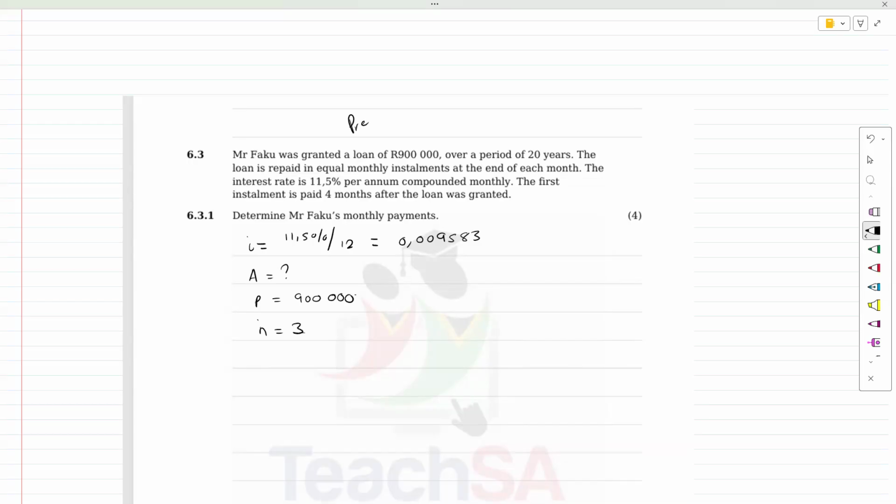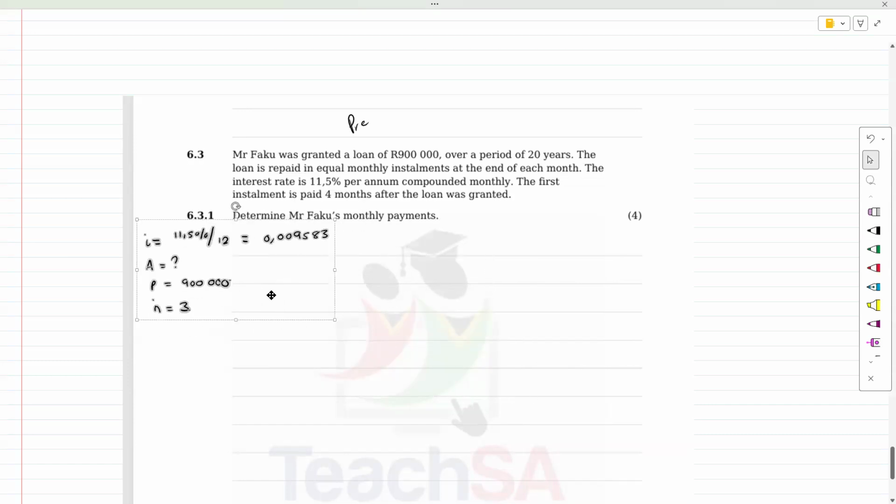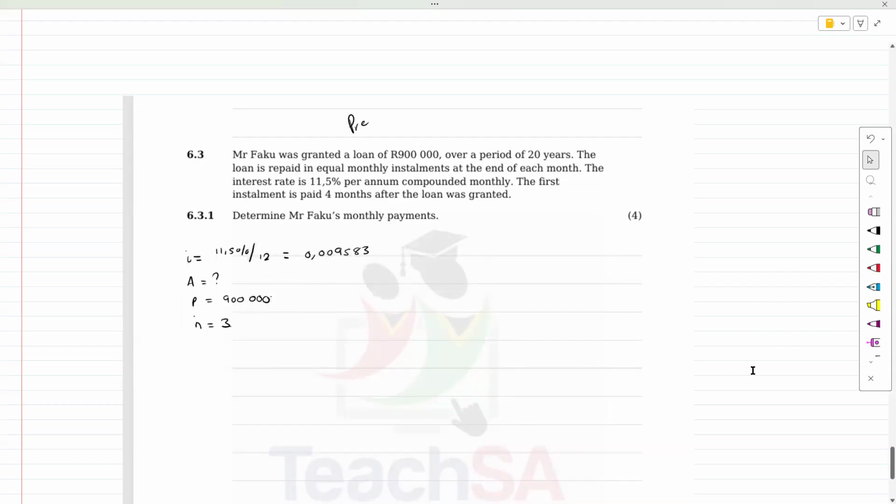And yeah, let's find out how much he owes after 3 months, and then we'll work with it, right? Because this missed payment is a little bit tricky. But I mean, he didn't pay for like 3 months or so, or 4 months. So all we have to do is find out how much he owes here, and we should be good.